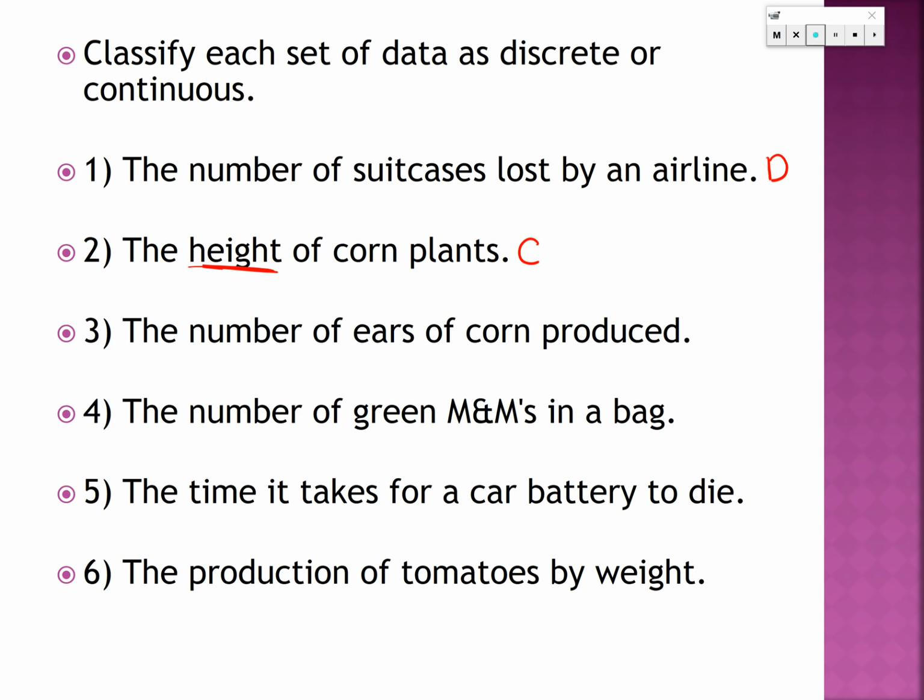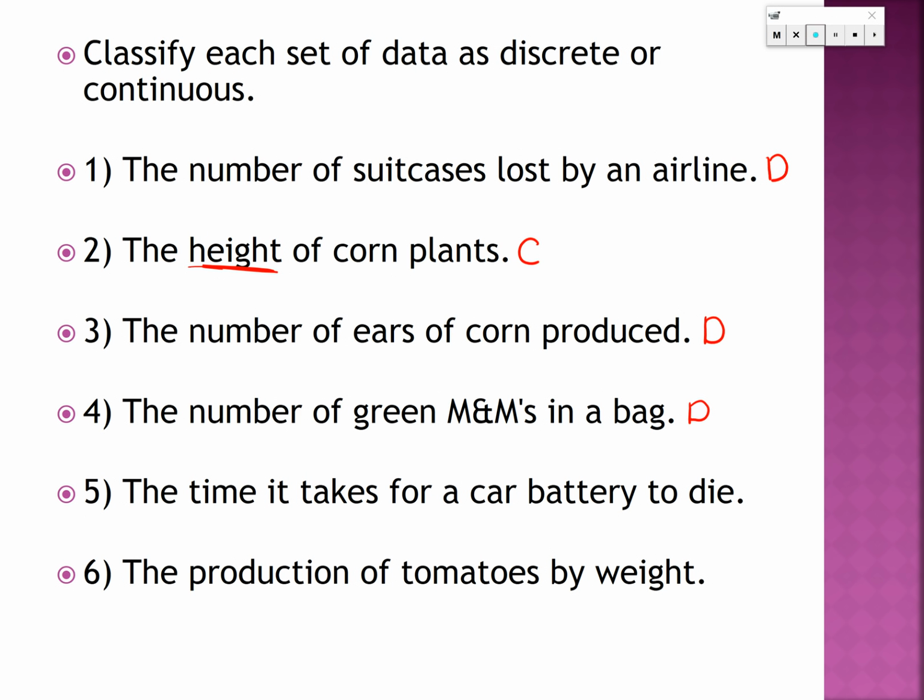The number of ears of corn produced, I can actually count how many are produced. So it would be discrete. Number 4, the number of green M&Ms. I can physically count how many. I don't have to measure it. I can just count it.